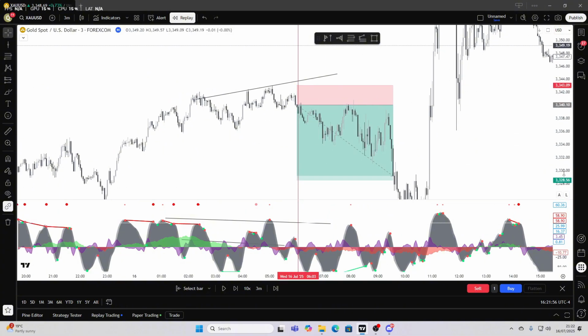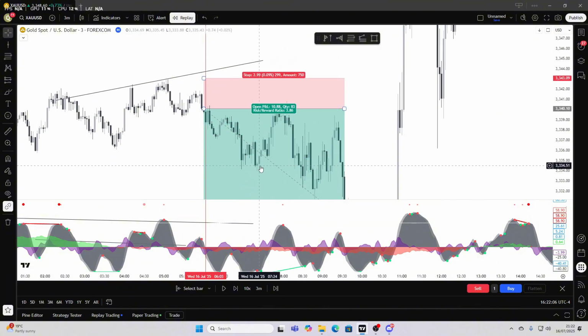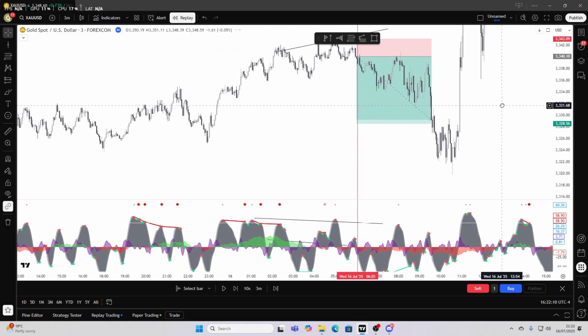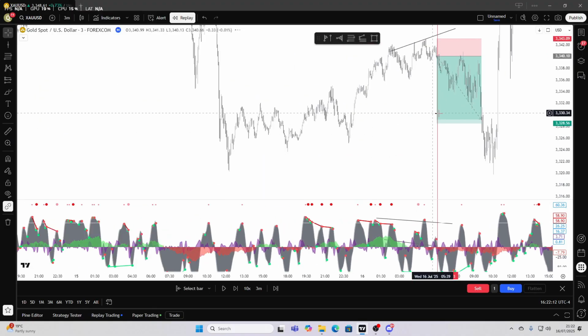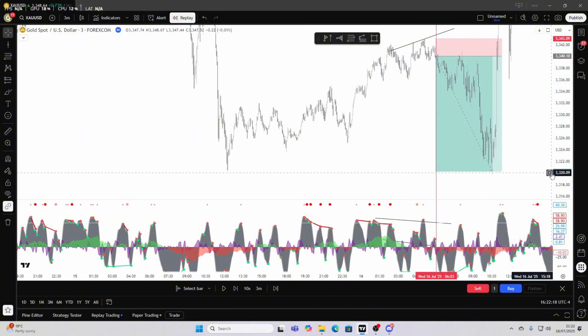So that red dot printed on that candle, we entered on this candle. So yeah, exactly the same place on the 3 minute. And as you can see, we came to entry, but we did hit the TP first. Then we did just drop. So our final target was just there for a 6.6. So that was to 3320.